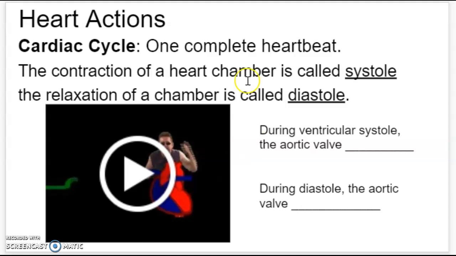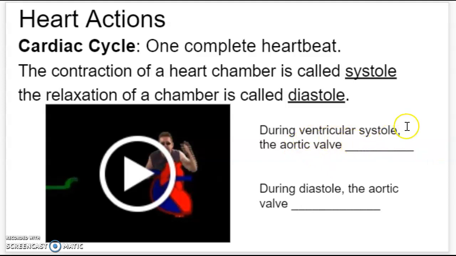When we're talking about the heart, the cardiac cycle is just one complete heartbeat. We know that both sides of the heart, the atrium and the ventricle, are going to beat. Now, when there is a contraction of one of the heart chambers, it's called a systole, and the relaxation of that chamber is called the diastole.